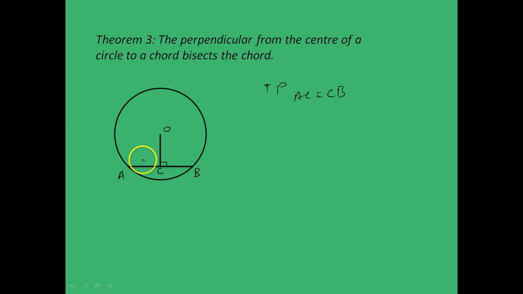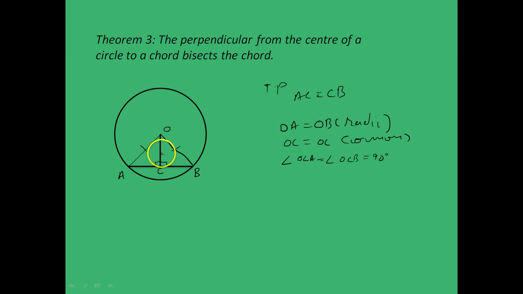The proof can be done like this: joining AO and OB. We know that OCA is also obviously 90 degrees because this is the perpendicular. We have OA is equal to OB because they are radii. You have OC is equal to OC. I mean, this is trivial, or you can call it common. And you know that angle OCA is equal to angle OCB is equal to 90 degrees.